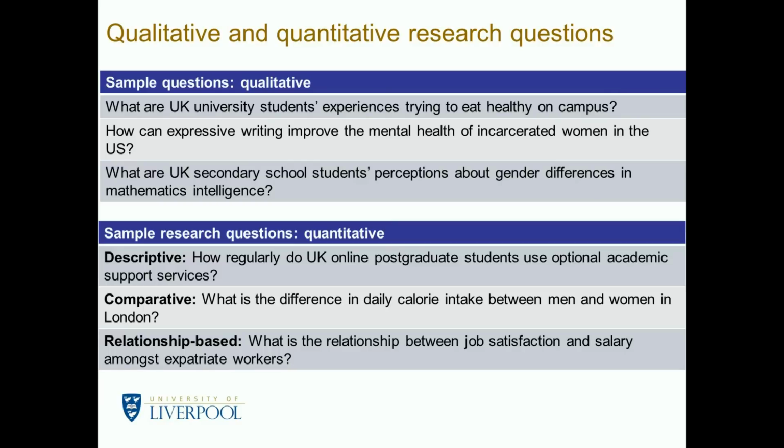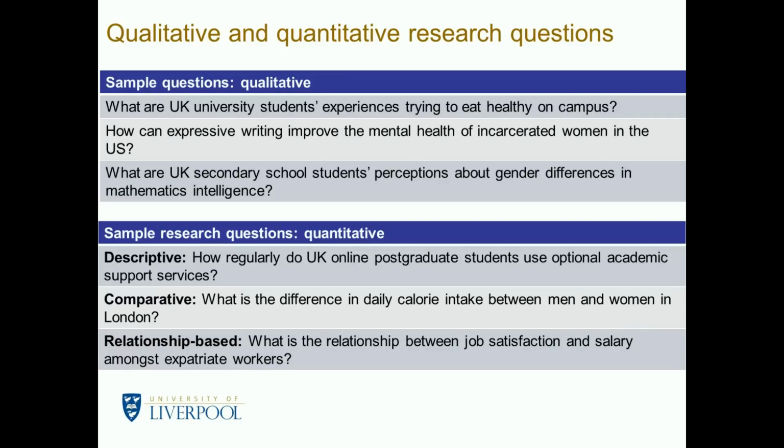And so qualitative and quantitative research questions differ in approach, and here are some examples of both of those paradigms. So what are UK university students' experiences trying to eat healthy on campus? How can expressive writing improve the mental health of incarcerated women in the US? What are UK secondary school students' perceptions about gender differences in mathematics intelligence? And so these are the types of questions that you could canvass for a qualitative approach.